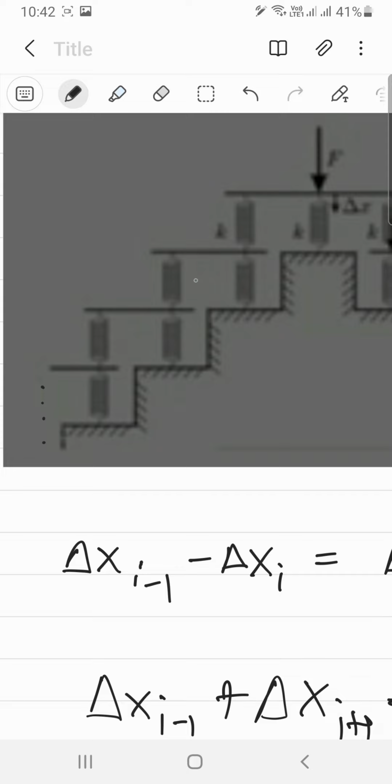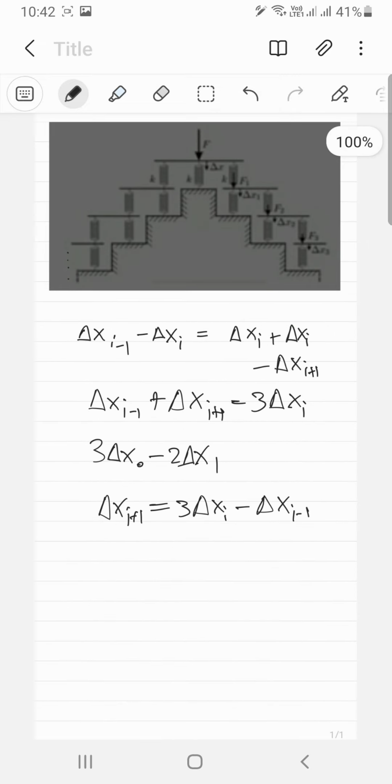Because more forces from here, less forces from there. So I think it's okay to assume that delta x_{i+1} will be less than delta x_i. We actually would like to prove that this thing is less than delta x_i, which is the same thing as saying that 2 delta x_i is less than delta x_{i-1}.